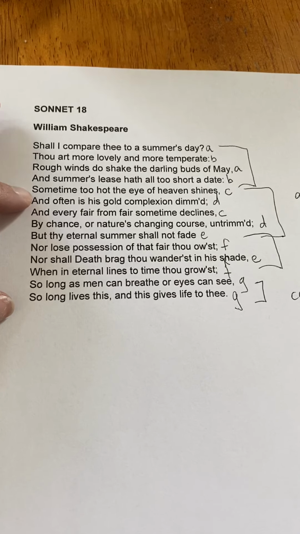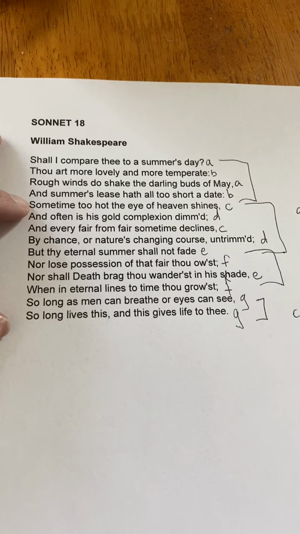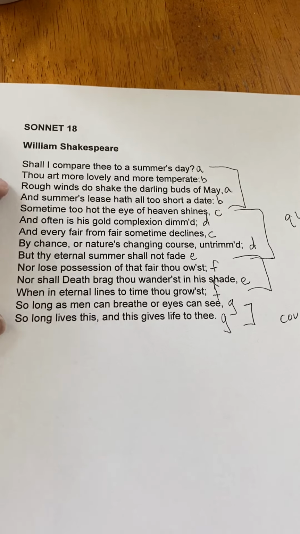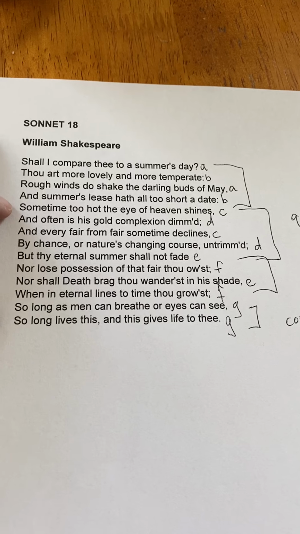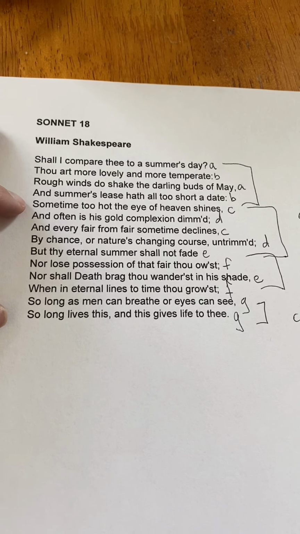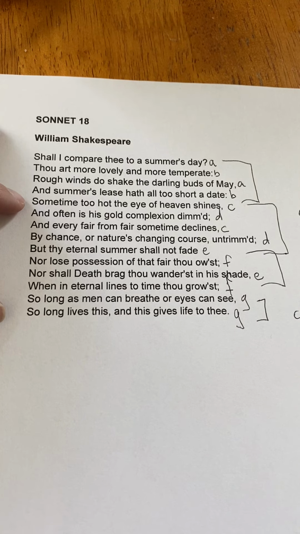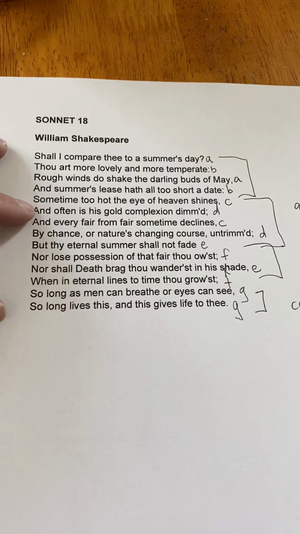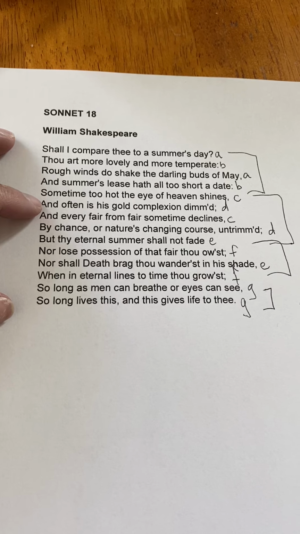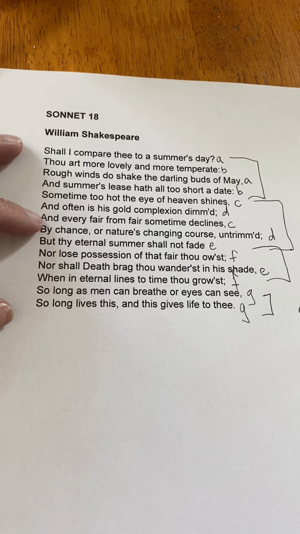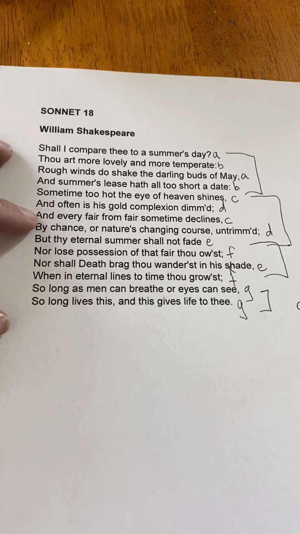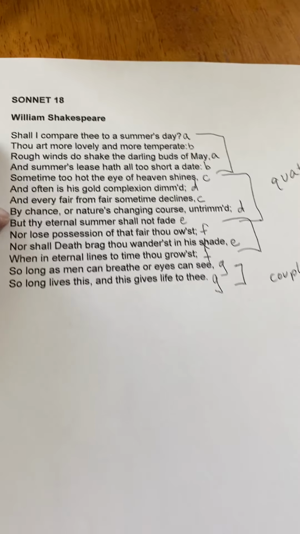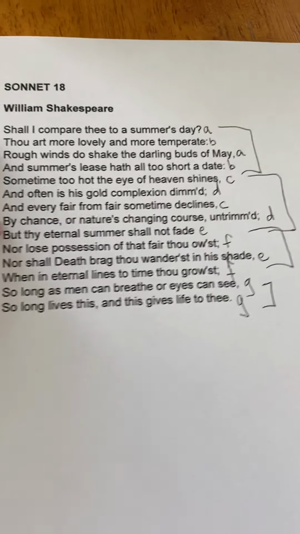Okay, next. Sometime too hot the eye of heaven shines. Right, sometimes it's too hot in the summer, but you're never too hot, baby, right? She's never too hot. And often is his gold complexion dimmed, right? Maybe it's cloudy. And every fair from fair sometime declines, right? Sometimes the weather's just not as good by chance, or nature's changing course, untrimmed, right? Maybe it just happens to be bad weather, or maybe it's like fall.